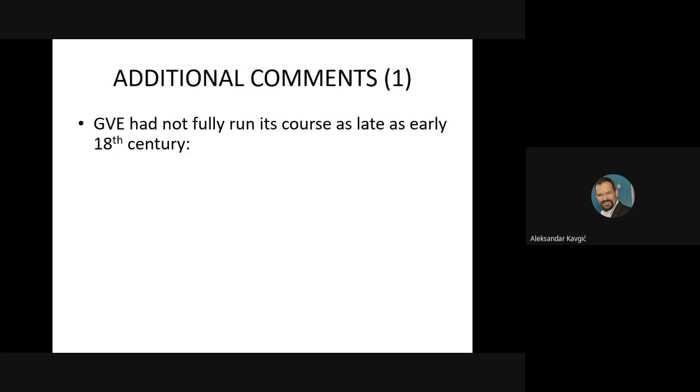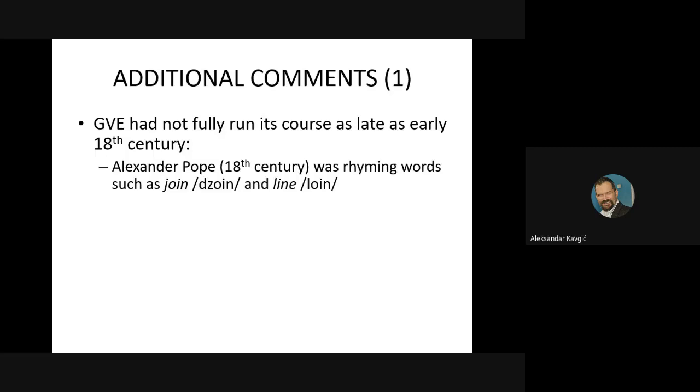Another important thing for you to know is that the Great Vowel Shift, we think, ended after 150 years, so by the beginning of the 17th century, but not in all regions of England. So in the early 18th century, Alexander Pope was rhyming words such as join and line. And line was actually pronounced as loin in his dialect. So obviously, you see, it was not fully developed as a shift in all parts of England.